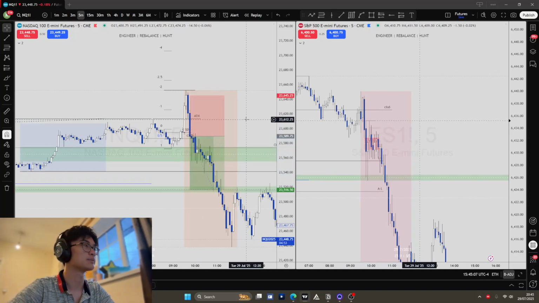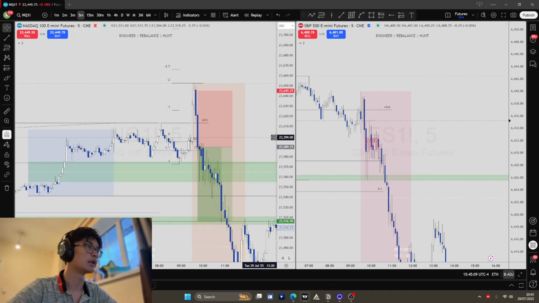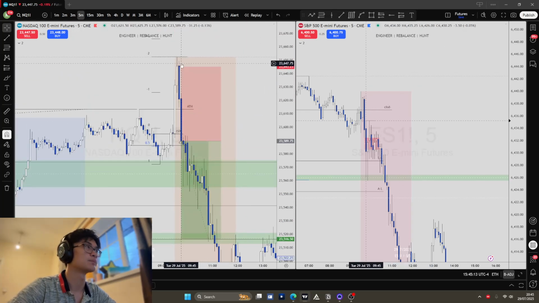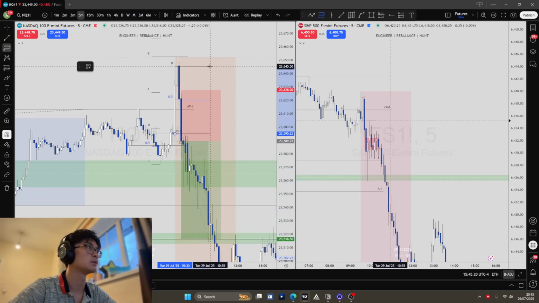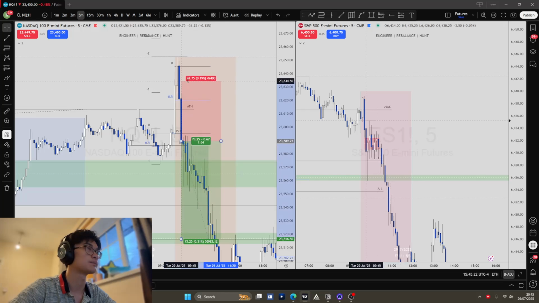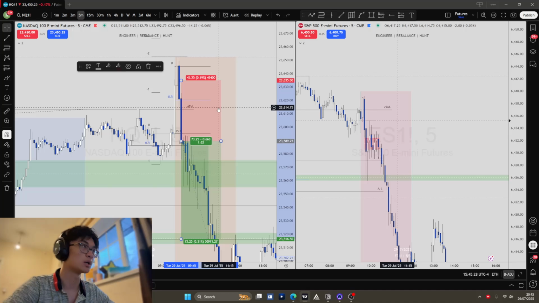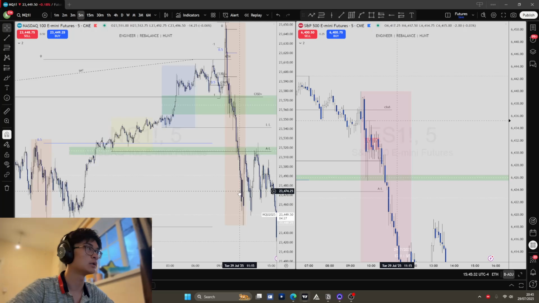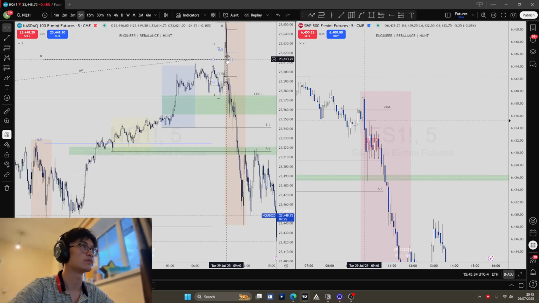Stop was like here because of the RR. I didn't really like it. I wouldn't really take it if it was backtesting. Maybe I'd try and squeeze a little bit more out of it, but my stop would probably be around here, and that's just less than 2R, so I don't really want to take that. Anyhow, we went for all-time highs.